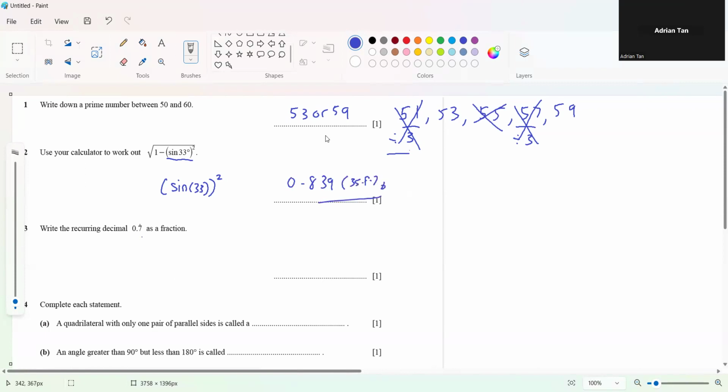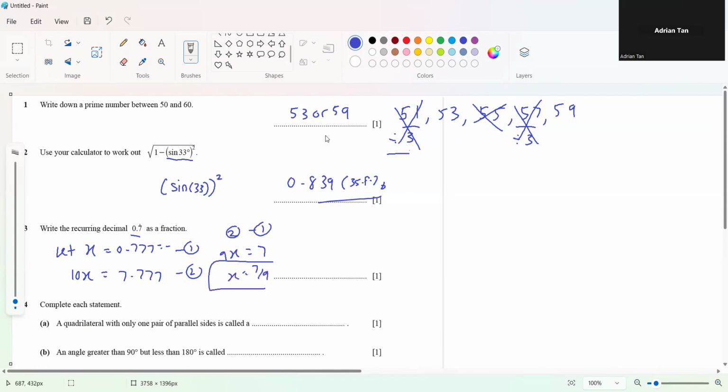So to write the recurring 0.7 as a fraction, again we let x equal 0.777... and then we multiply both sides by 10. So that'll be 7.777... We can call this 1, call this 2. So equation 2 minus equation 1 gives 9x equals 7, so x equals 7 over 9. If you already knew this, you can just write the answer because this question has only 1 mark, so there's no working required.